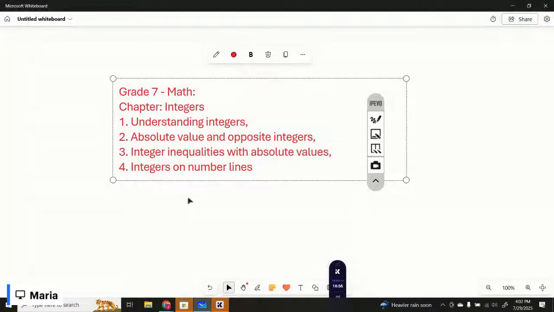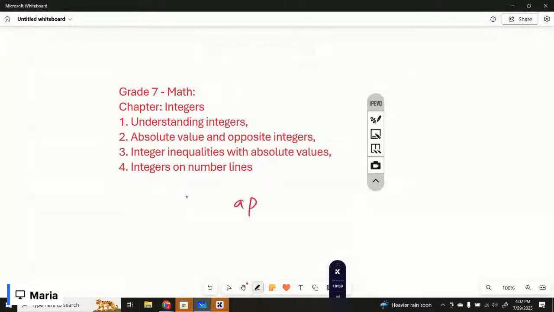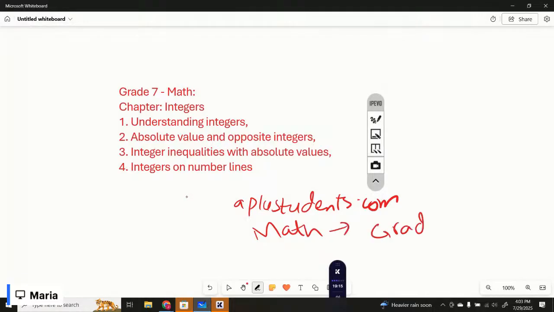You can find all the lessons on aplusstudents.com. You have to log in there using your email address and password as provided by the administrator. Then you have to select math from the subject tab, scroll down to grade 7 math, and then click on view all lessons. There you can find the rest of the chapters.